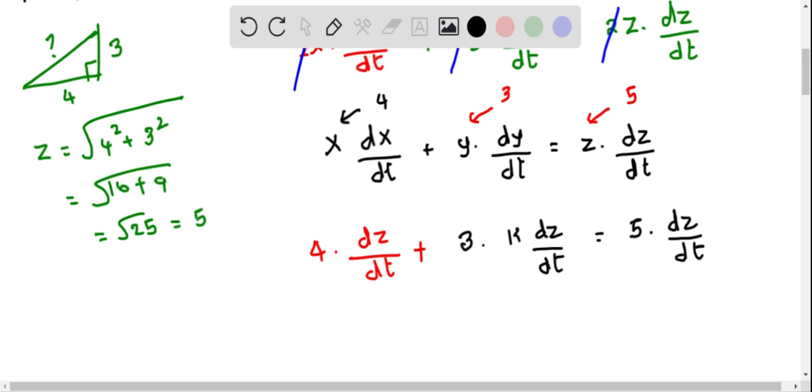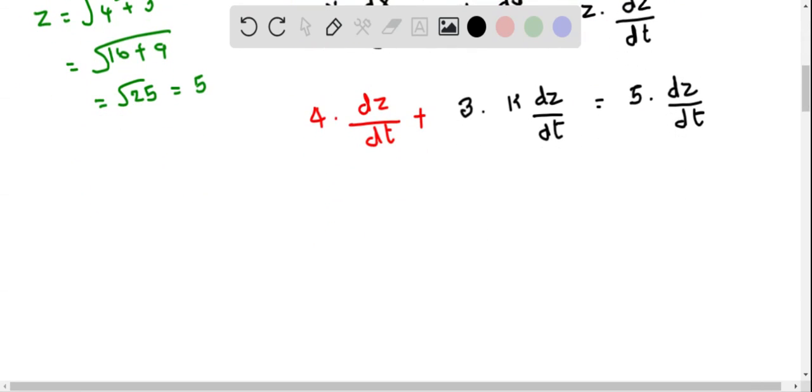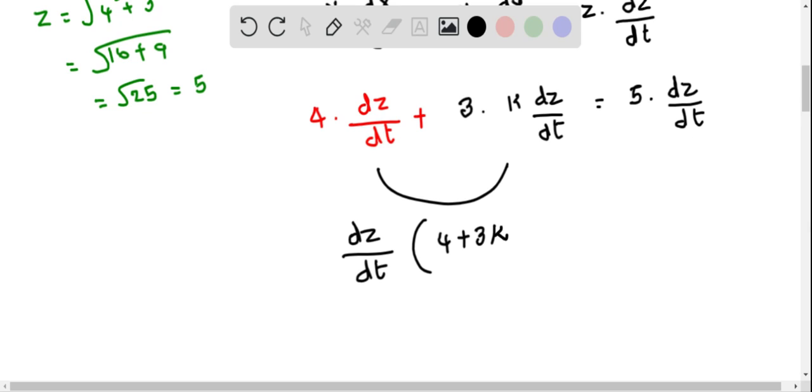So now we have the equation, everything in terms of the unknown dz over dt. In fact, these two are like terms, that is 4 times dz over dt plus 3k times dz over dt. We can combine this and write this as dz over dt times 4 plus 3k. This is equal to 5 times dz over dt. Now if we divide both sides by dz over dt, this dz over dt will get cancelled.